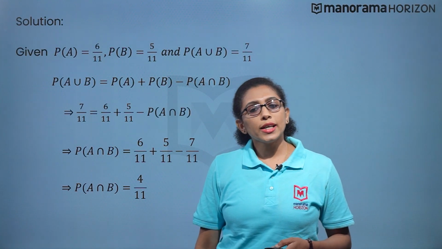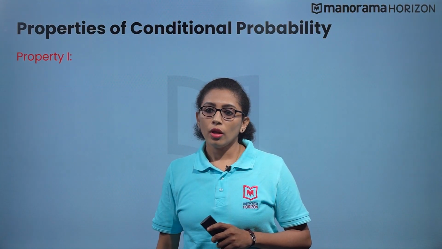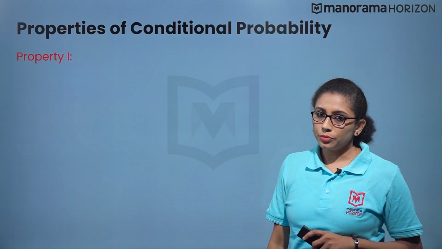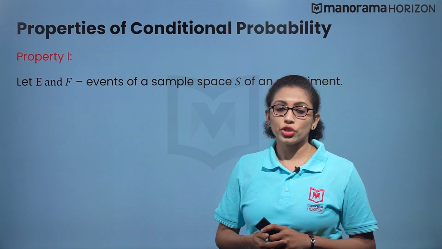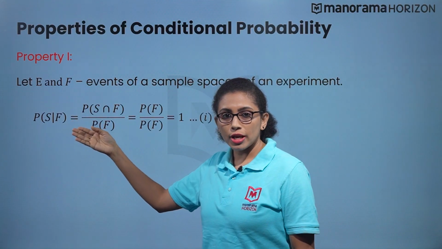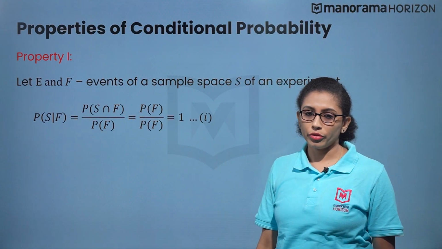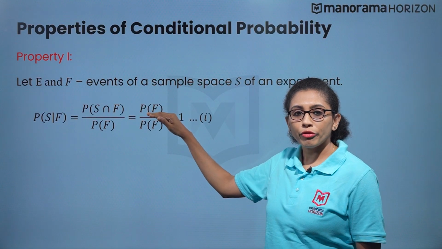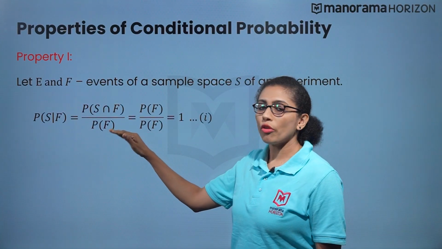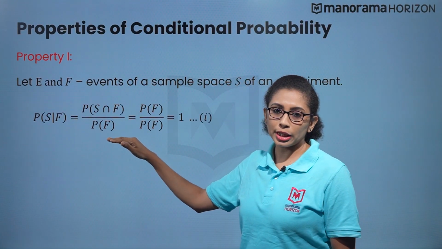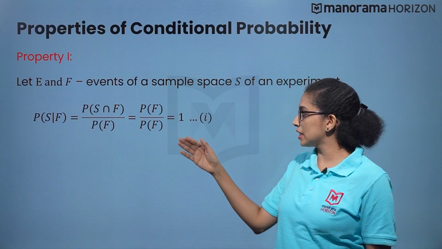Now, let us discuss the important properties of conditional probability. The very first property is that let E and F be the events of a sample space S of an experiment. So, the probability of S given F is given by probability of S intersection F divided by probability of F, which is nothing but probability of F upon probability of F, which is equal to 1.